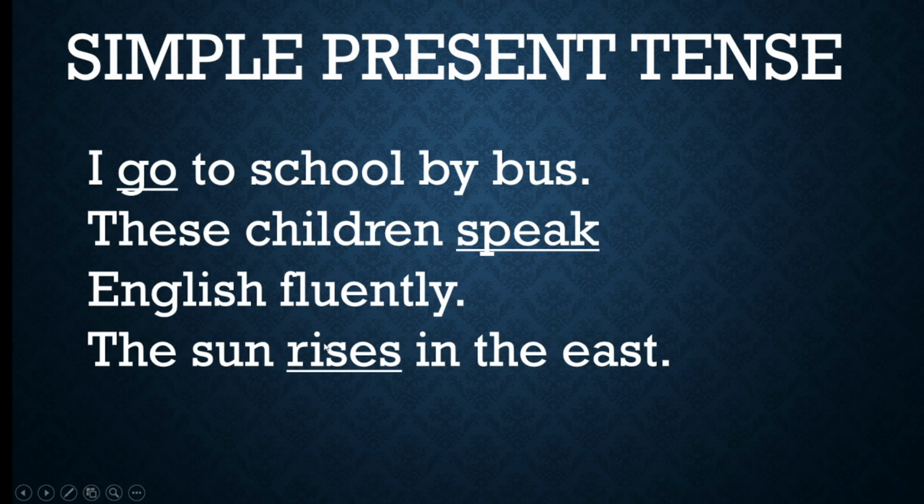Now, in these three sentences, look at the verb. I go: I is singular, and here you have written only go. You did not add any s or es here. These children is plural, so here you did not add any s or es, only speak. The sun is singular, so you have written here s or es.